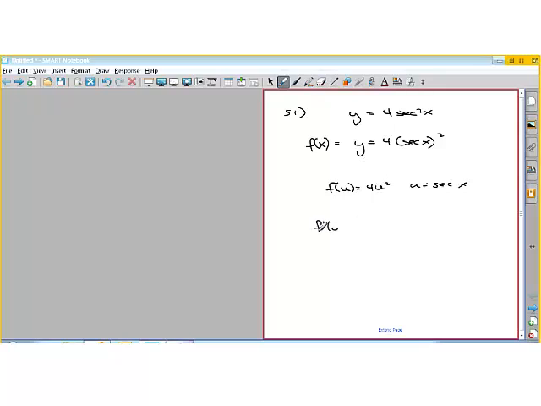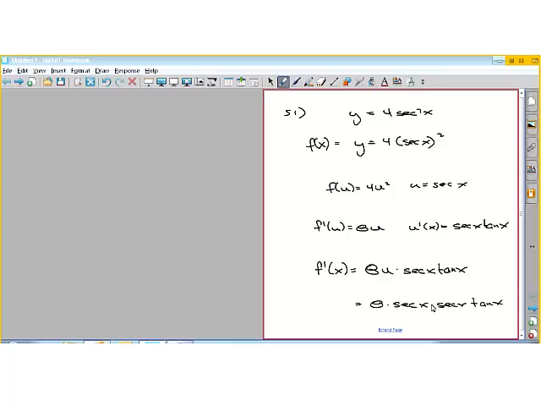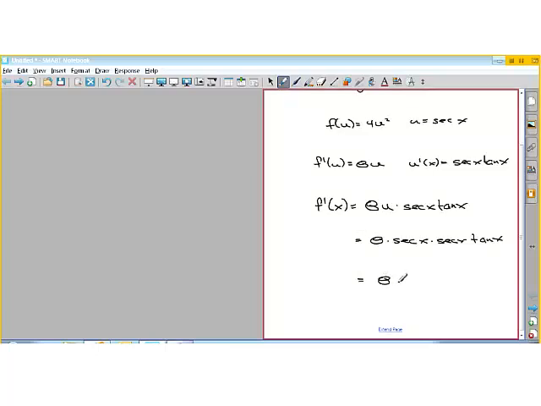Okay, f prime of u is equal to 8u. U prime of x, sorry I didn't put u of x there. The derivative of secant, looking on page 136, is the secant of x tangent of x. So f prime of x is f prime of u times u prime of x. And then the final answer is 8 times u, which is secant of x times secant of x tangent of x. And so we can combine those and you get 8 secant squared of x tangent of x. And that was problem 51. Let's see what the book says. 8 secant squared of x tangent of x. Good shape.